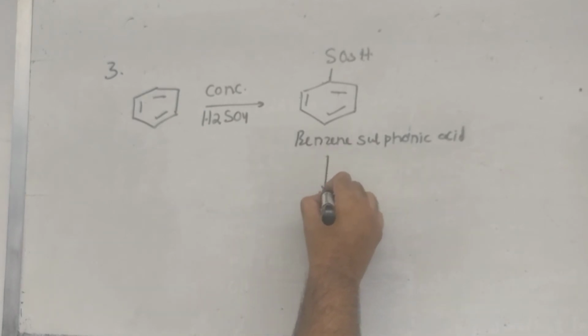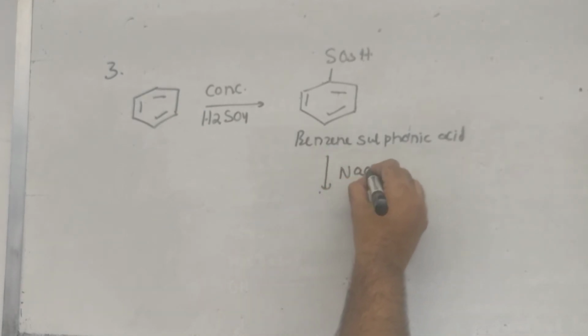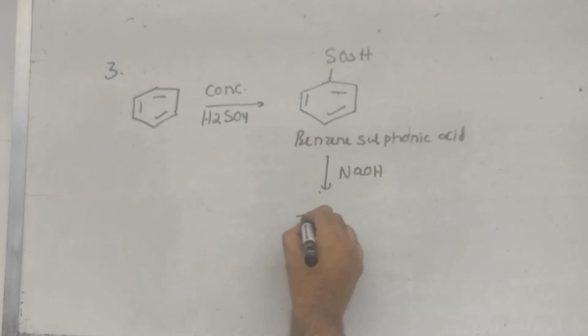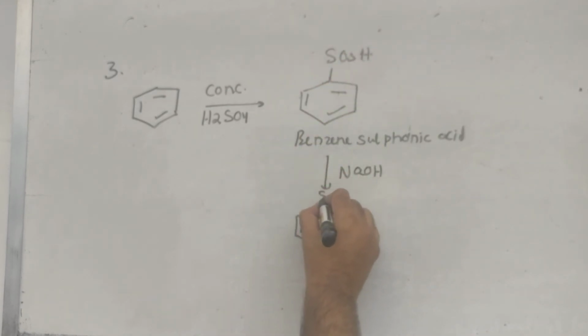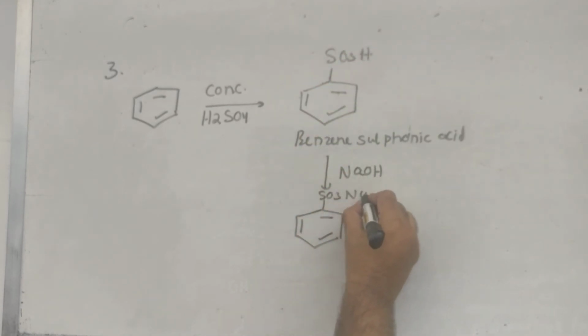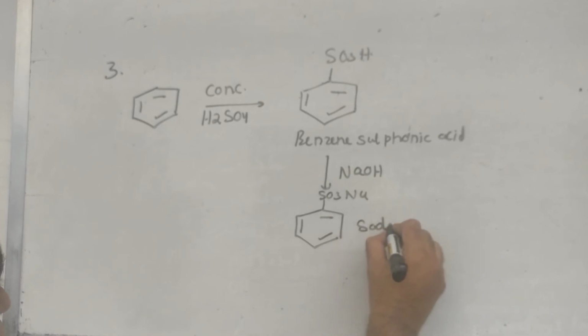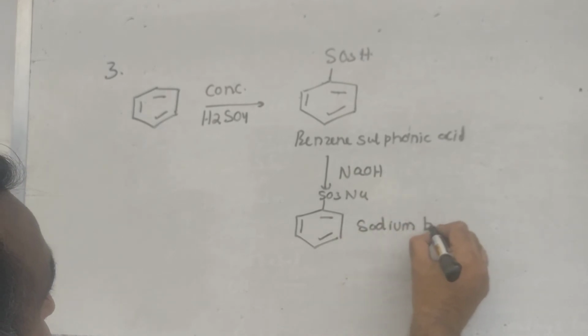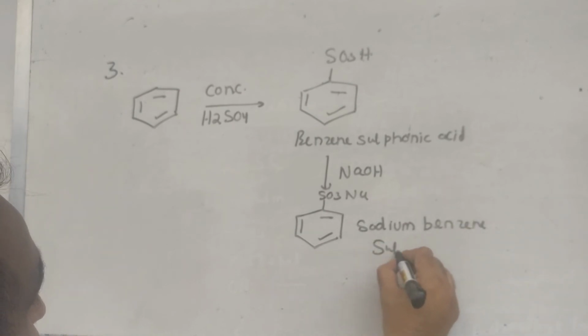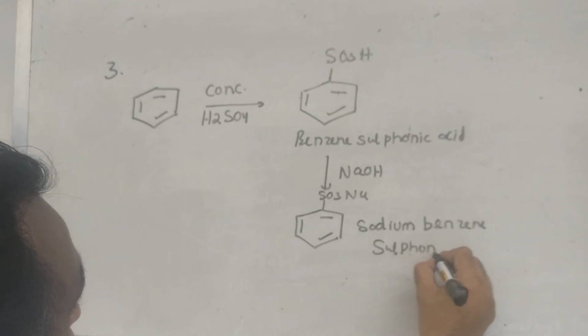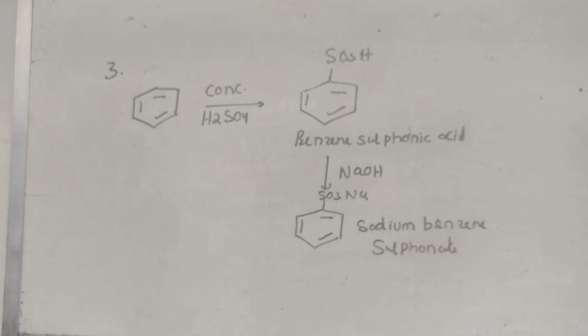Then in the next step, we make it a sodium salt. We react with NaOH. You will get a sodium salt of benzene sulfonic acid. Hydrogen will be replaced by Na. You will get SO3Na. This salt is called sodium benzene sulfonate, the sodium salt of benzene sulfonic acid.